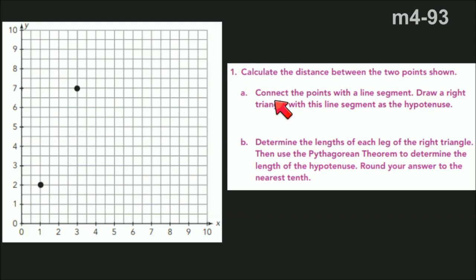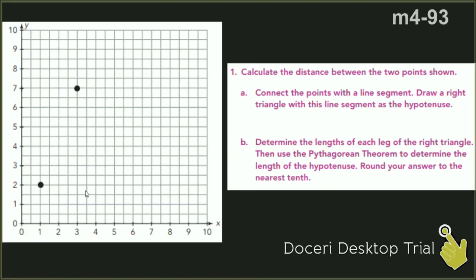Let's go to A and see what A says. It says, connect the points with a line segment. So let's start with that. Let's go ahead and connect our 2 points with a line. So take some straight edge, take your ID, and we're going to connect our 2 points with a line. All right, so we got our first part down.